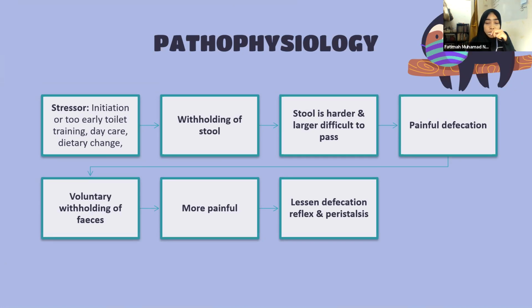Okay. So withholding of the stool will lead to prolonged fecal stasis in the colon and reabsorption of fluid. So this will cause the stool to become harder and larger and more painful to pass, leading to painful defecation. So to avoid the pain, the child will further voluntarily withhold the feces, and this will cause more pain. And over time, when the rectum stretches to accommodate the retained fecal mass, the rectal sensation will decrease and fecal incontinence may develop, and this will lead to a vicious cycle. Okay, next.